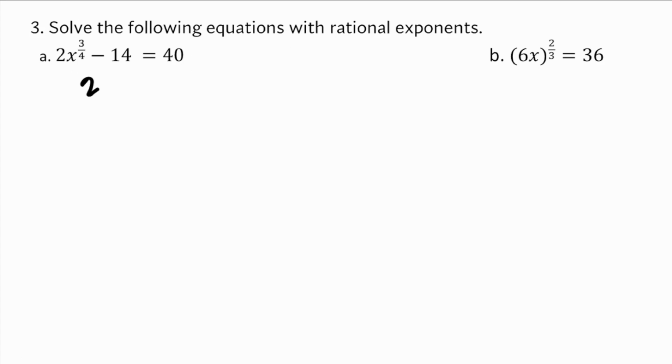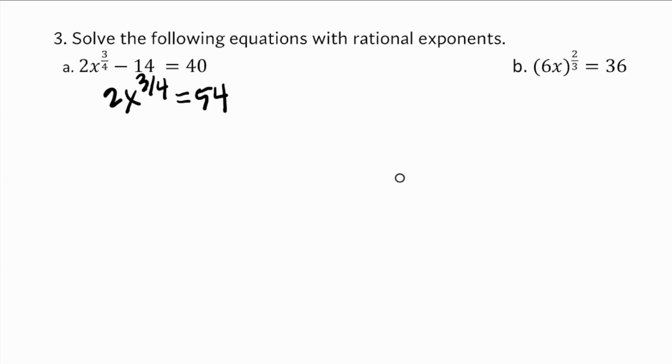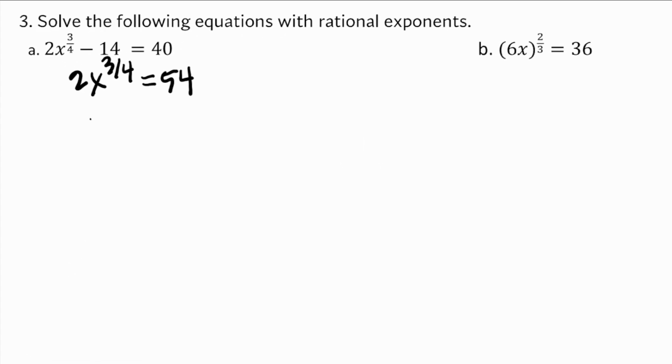I'm going to start by adding 14 to both sides. Dividing both sides by 2. Okay, I see how this is going to go. If I've got x to the 3/4 and I want to access x, I'm going to need to take both sides to the 4/3 power.